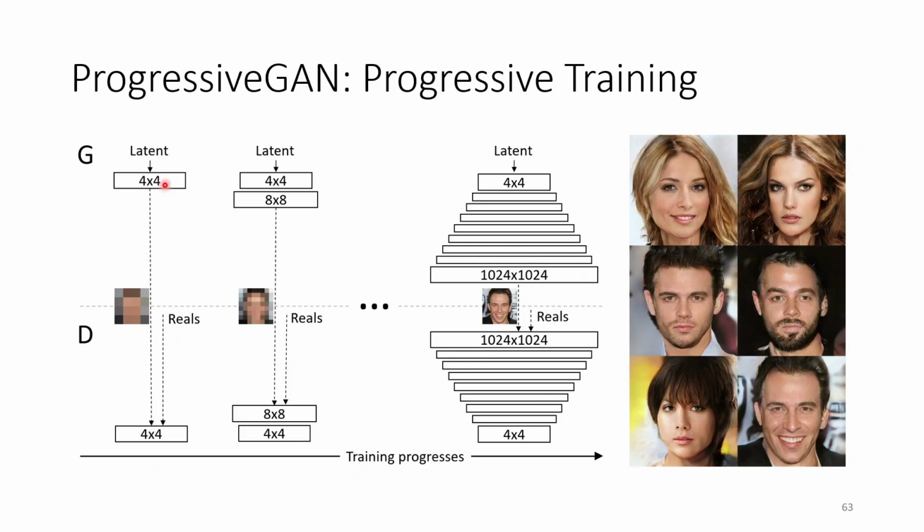They train it progressively. In the beginning, just train a 4x4 generator and discriminator. Then in the second step, train an 8x8. So they add two layers, one for the generator and another for the discriminator, and then they can progressively increase the layers of the generator and discriminator. So this will create a large GAN.